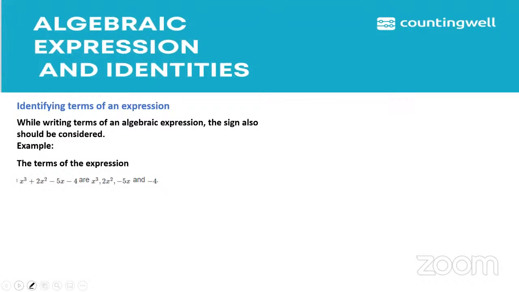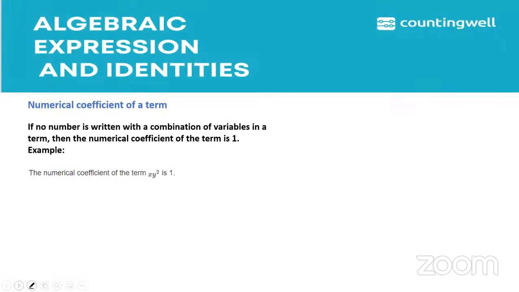Identifying terms of an expression. Whenever you are writing terms of an algebraic expression, you have to copy the sign also. So whenever you're talking about the terms of the algebraic expression x cube plus 2x square minus 5x minus 4, the terms should be taken along with sign. So it will be x cube, plus 2x square, minus 5x and minus 4. So there are how many terms? There are 4 terms of the expression. Here you can see minus 4 is a constant term. Minus 5x is also a term, 2x square is a term and x cube is a term.